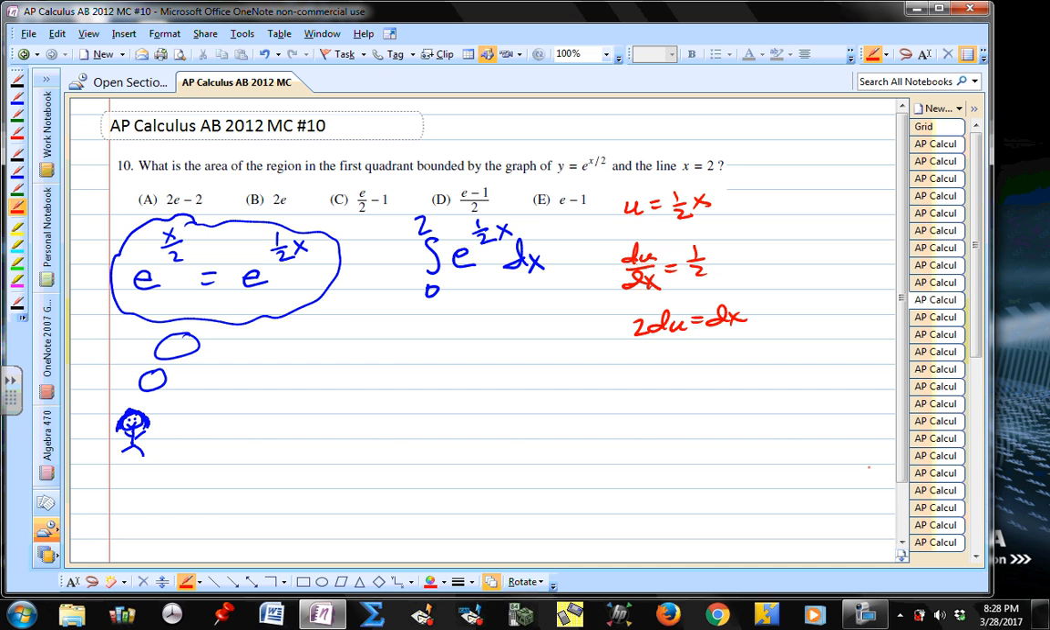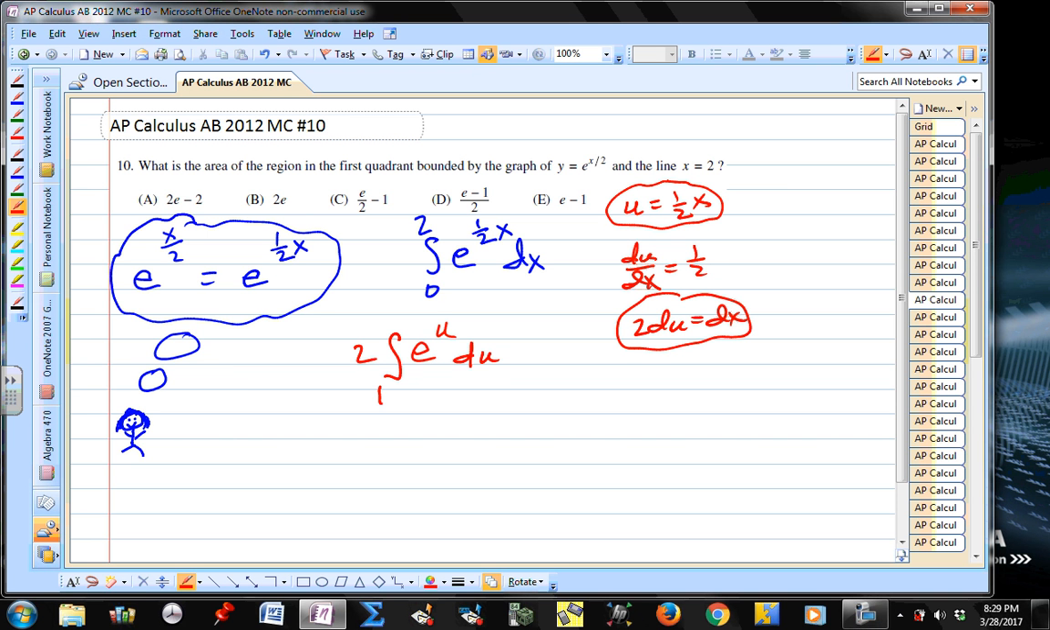So a couple things to remember here. Now that we have a u and we have a dx, we can substitute. We're going to end up with e to the u times 2 du. And we can pull out that 2, the constant multiple, and we have 2 times the integral of e to the u with respect to u.